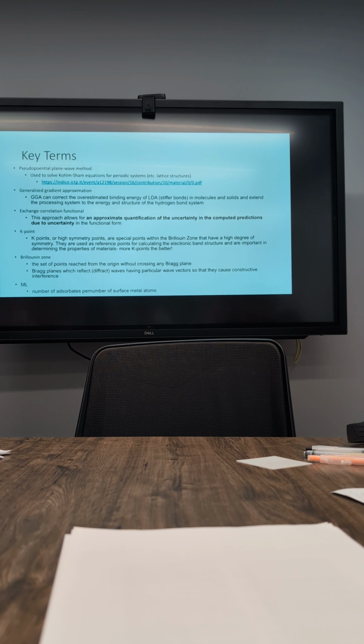There's the exchange correlation function. So this allows you to approximate the uncertainty with the actual calculations itself. And then there's the K point, and this is, I think, the most important thing to know.